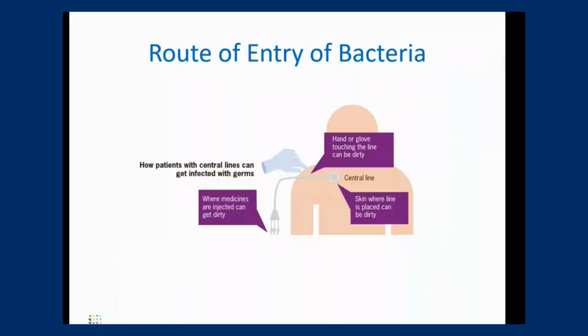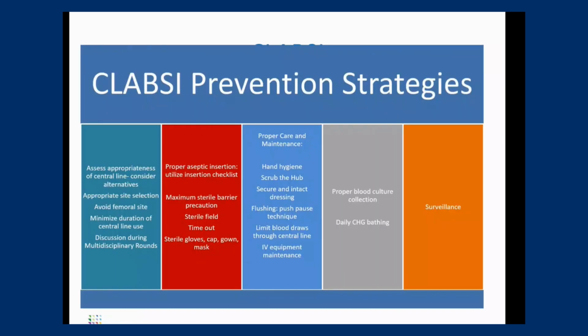So there are 3 different routes of entry for bacteria for CLABSIs. The first is the lumens where the medications are injected. We'll go into more about making sure that those lines are clean. The second is when we're changing the dressings, making sure that our hands are clean, we're doing proper hand washing and having sterile gloves on. And the third would be the skin where that central line is placed, making sure it's clean during placement and then also cleaning it every week.